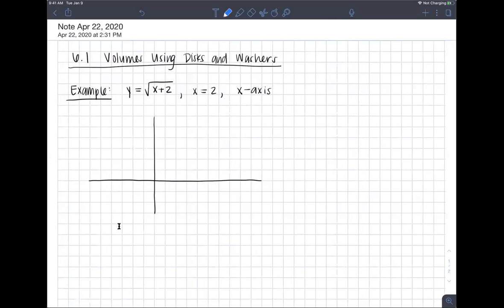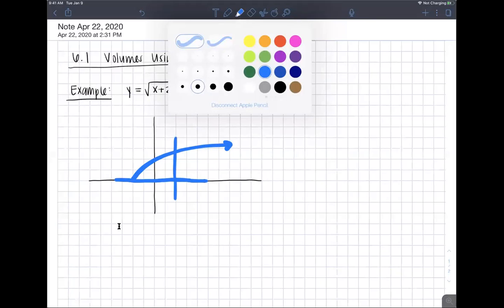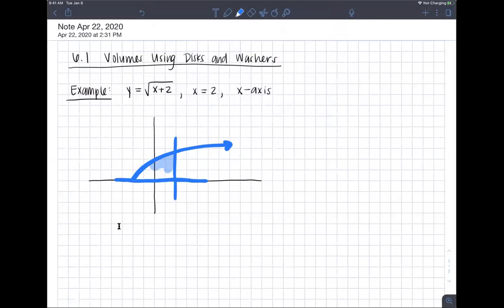The square root of x plus 2 is the graph of square root of x shifted 2 units to the left. X equals 2 is the vertical line through x equals 2, and then the x-axis is the x-axis. See if I can draw a straight line. That's not straight, but that's fine. And then this is the region that we are looking at now.